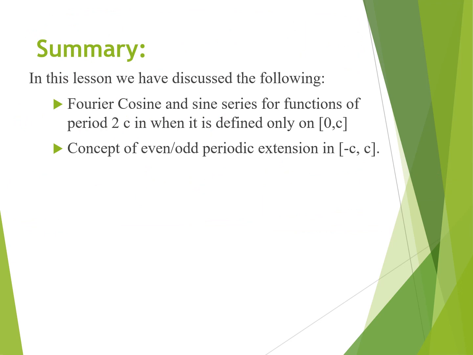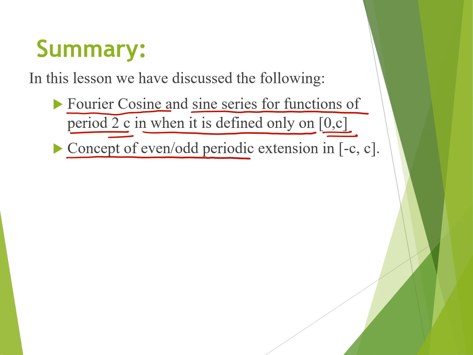Now summarizing it, in this lesson we have studied the Fourier cosine and sine series of a function of period 2c when it is defined only on the interval 0 to c. Concept of even and odd periodic extensions in minus c to plus c.